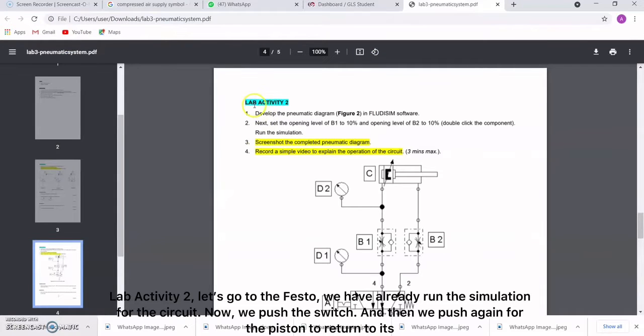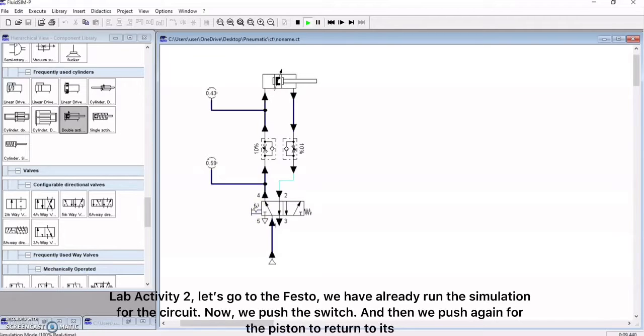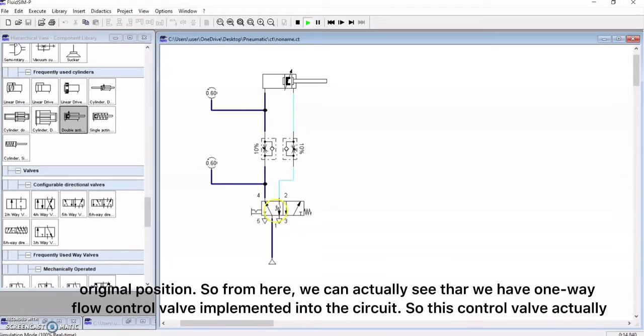Okay, so for lab activity 2, let's go to phase 2. We have already run the simulation for the circuit. Now, we push the switch, and then we push again for the piston to return to its original position. So from here, we can actually see that we have a one-way flow control valve implemented into the circuit.